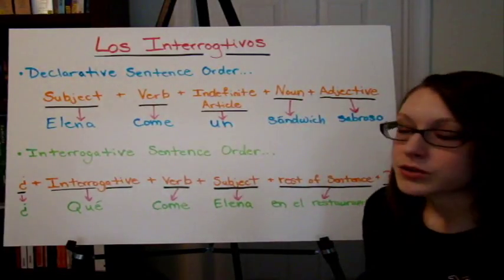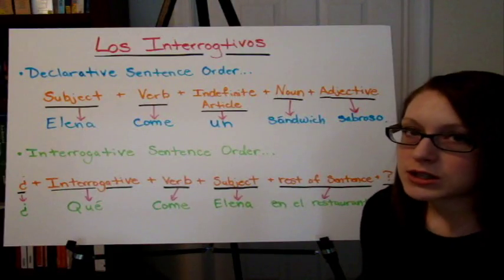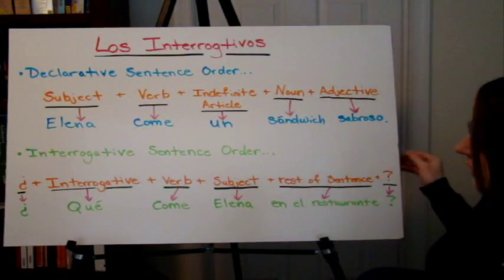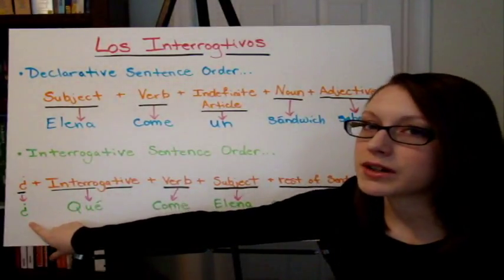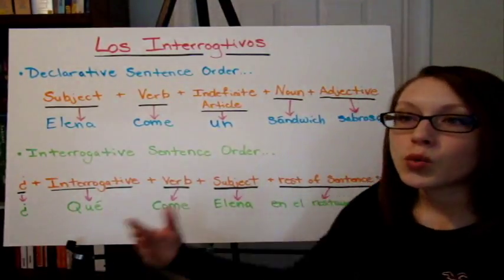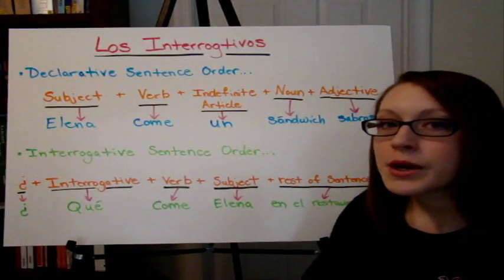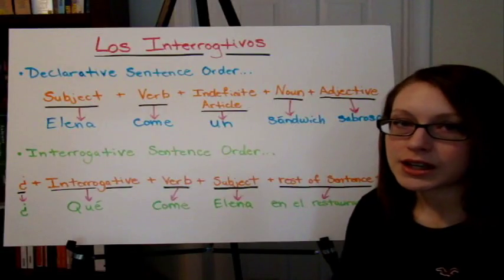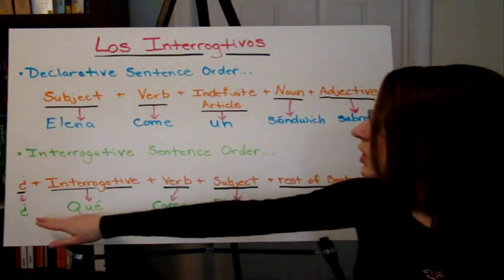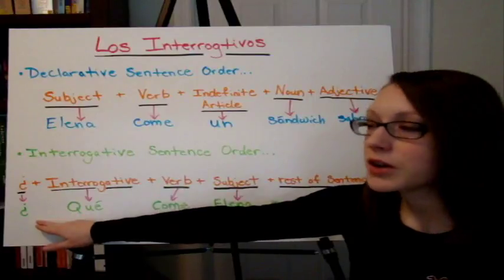In questions, however, the word order is going to change. And this is what the word order is going to look like. First, you have your upside down question mark, and that is important because not only is it grammatically correct, but that is the way in Spanish that if you are reading a sentence, you know right at the beginning of the sentence that you are being asked a question. So we always have to have the upside down question mark.